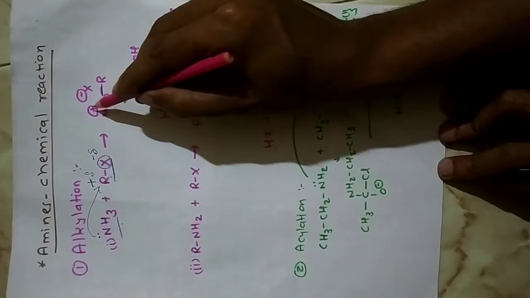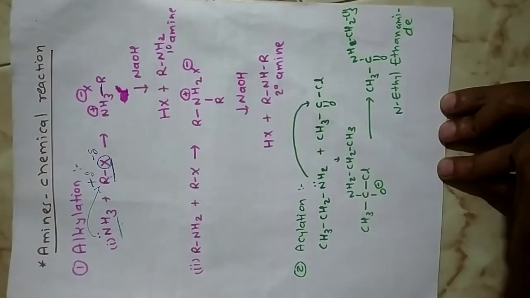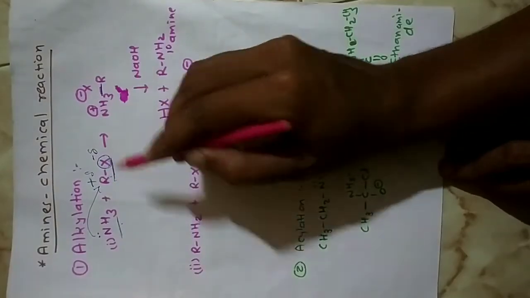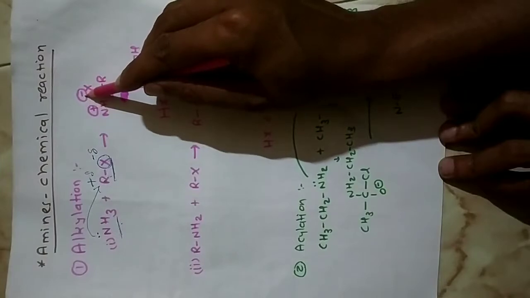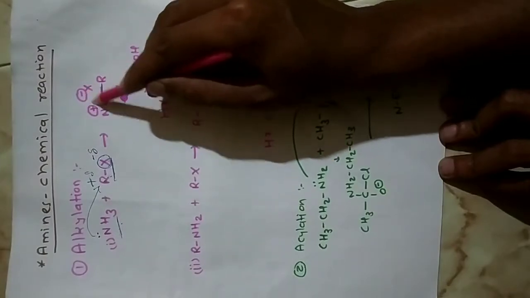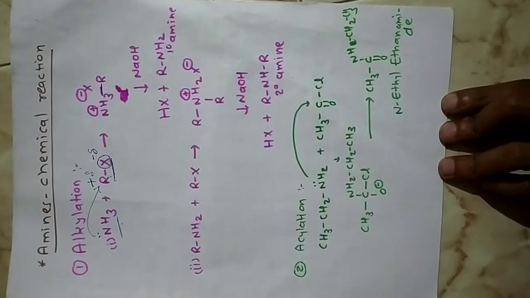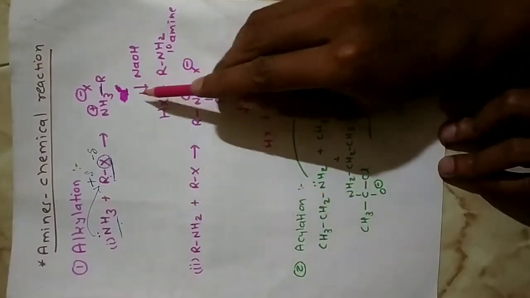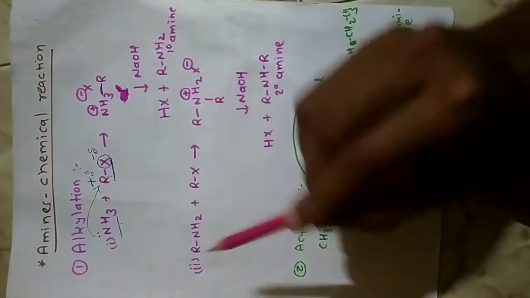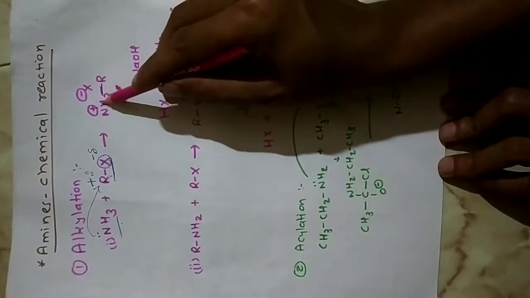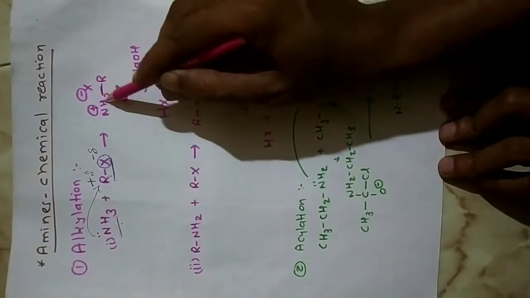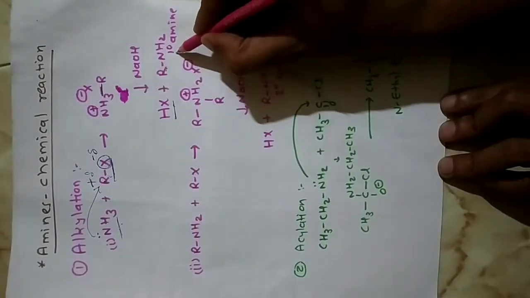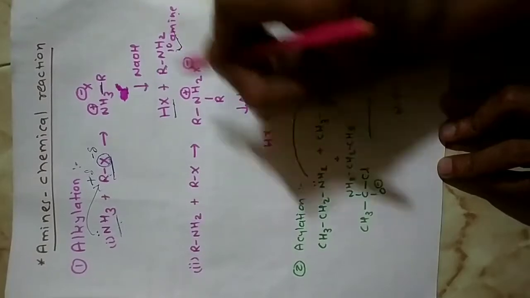So on nitrogen there will be a positive ion. Now this bonded electron shifts towards halogen, so halogen becomes a negative ion. There is an ionic bond between this positive and negative ion. Now we want to prepare the amine. So when it reacts with NaOH, hydrogen and halogen both make HX, and the remaining part is the 1 degree amine. That is our product.